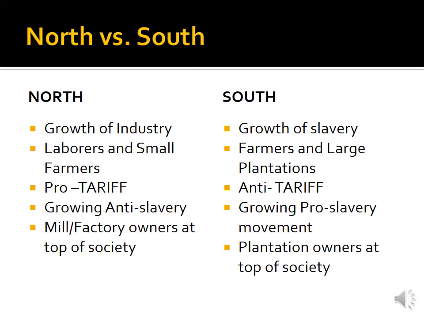There are a lot of farmers, there are a lot of large plantations, and the South is anti-tariff. They are anti-tariff because they don't want to have to pay a tax on this cotton that they are going to try to sell to other countries. So they don't like tariffs, okay? The North, on the other hand, does like tariffs, okay? There is a growing pro-slavery movement in the South as well, and at the top of society in the South are the plantation owners or the very large land-owning farmers.